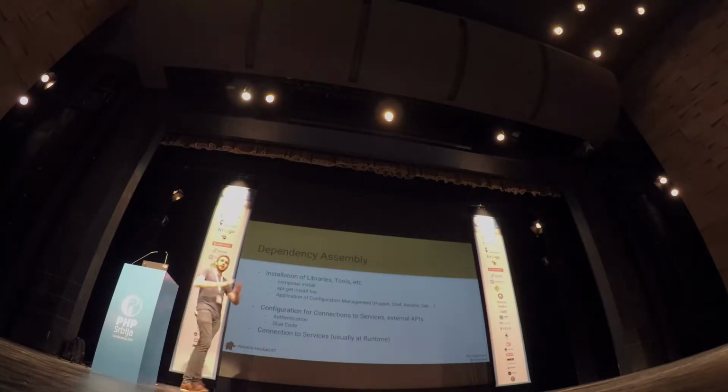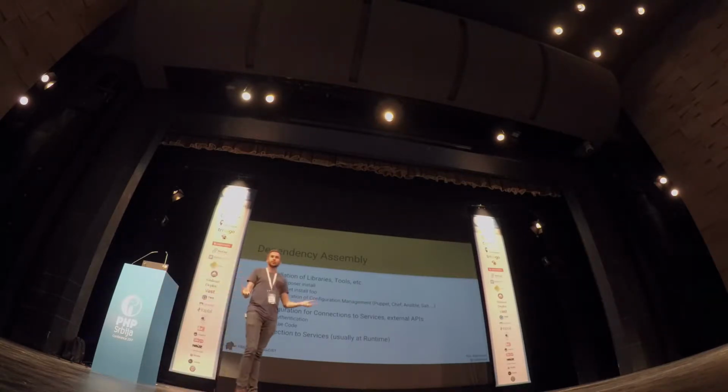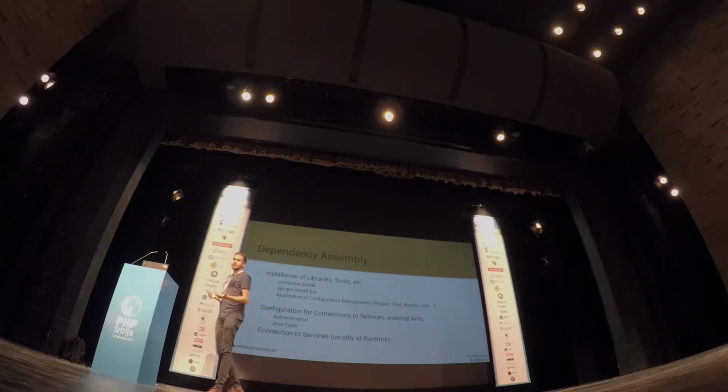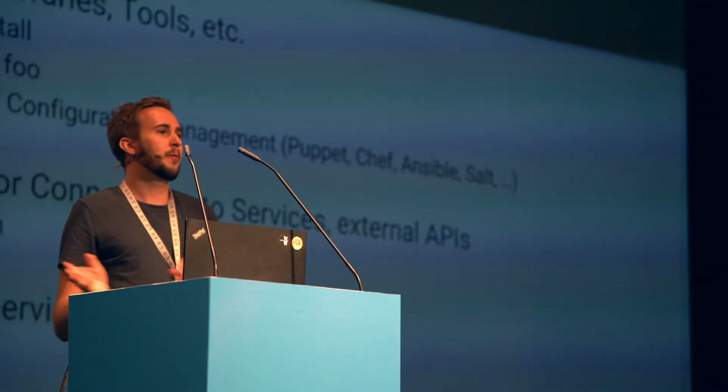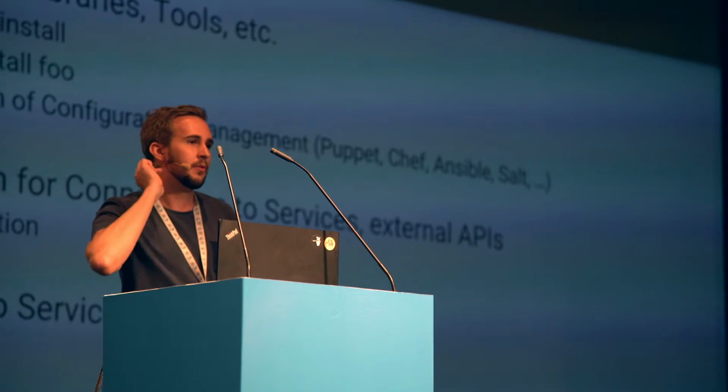So let's start with dependency assembly, which I think is the easiest to grasp of these, which in the easiest form is just running a composer install, for example, which will install a set of libraries. But it's also, say, an apt-get install of some library or some tool on your system. Right?